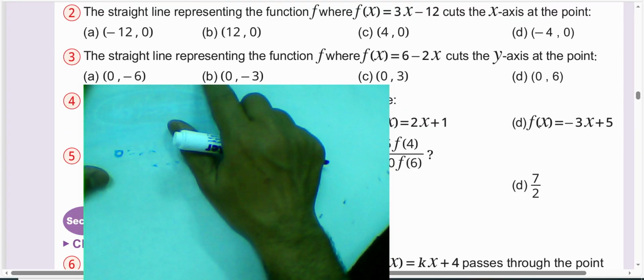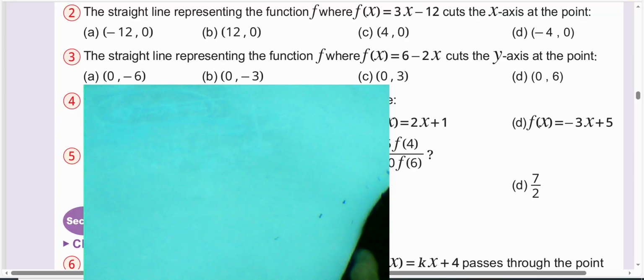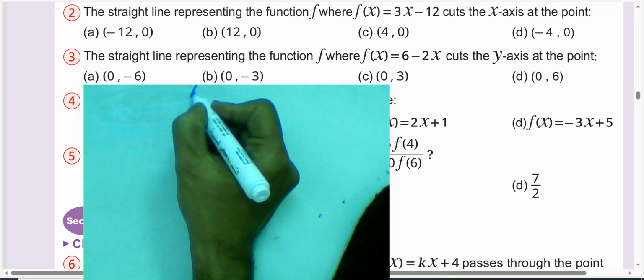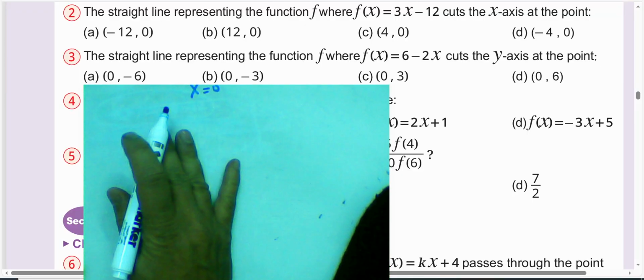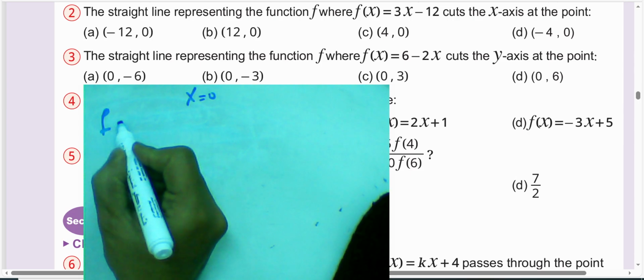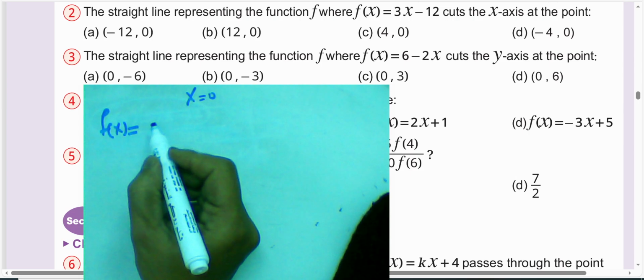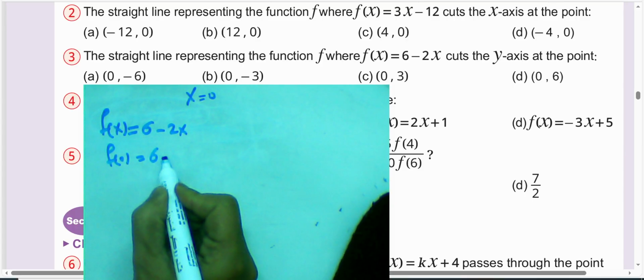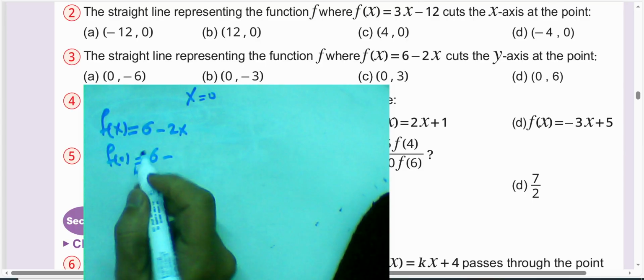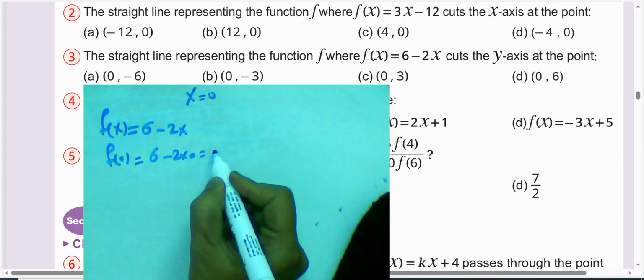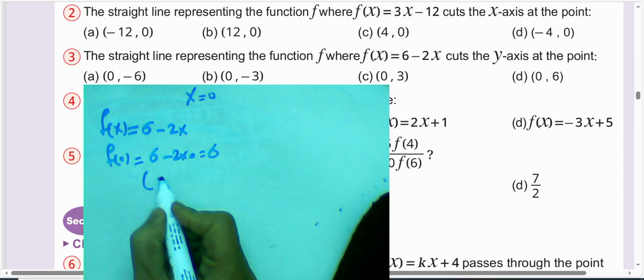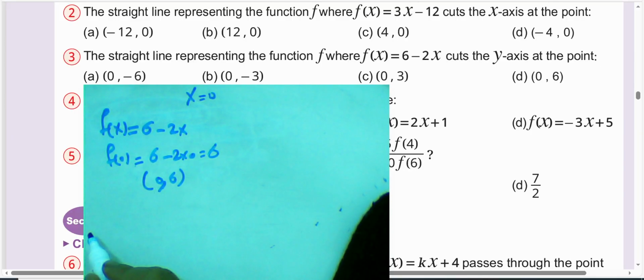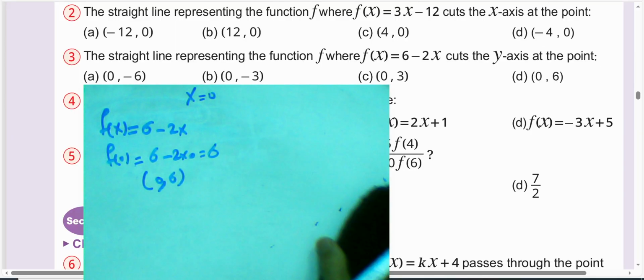The straight line representing the function cuts the y-axis. Cuts the y-axis, it means x will be equal to 0. We have f of x equal to 6 minus 2x. Then f of 0 equals 6 minus 2 times 0. Then we have 6 minus 0 equals 6. The point will be 0 and 6. Choose letter D.